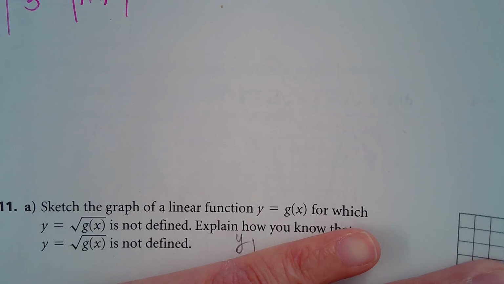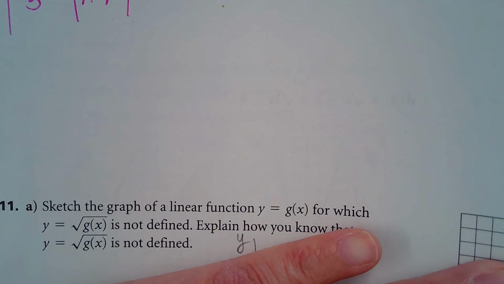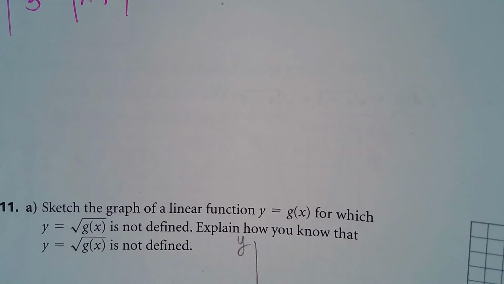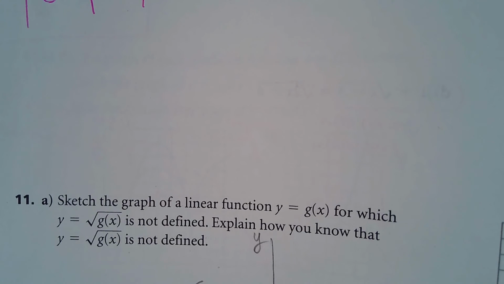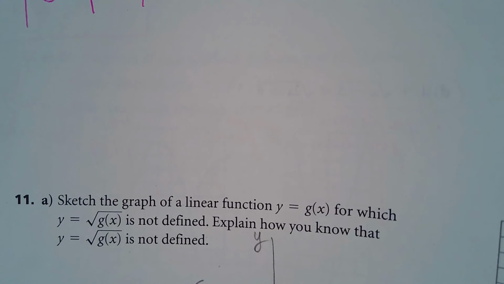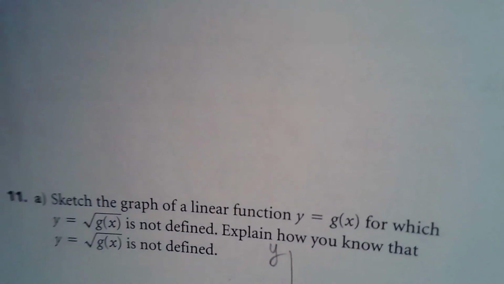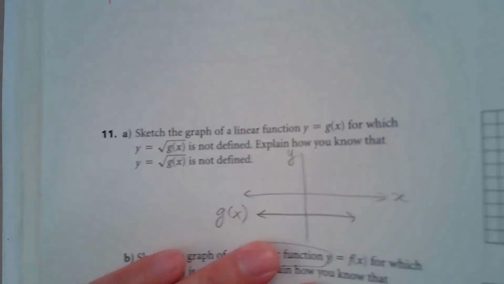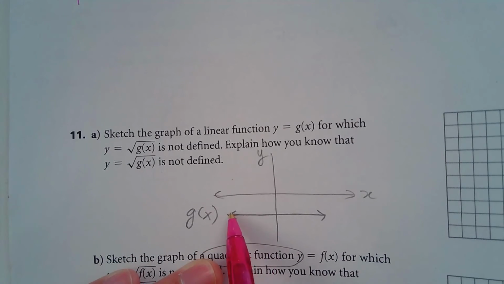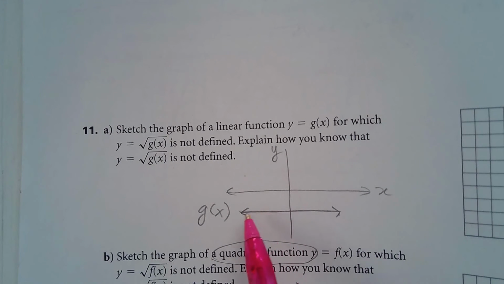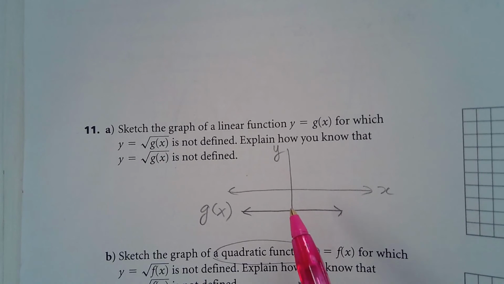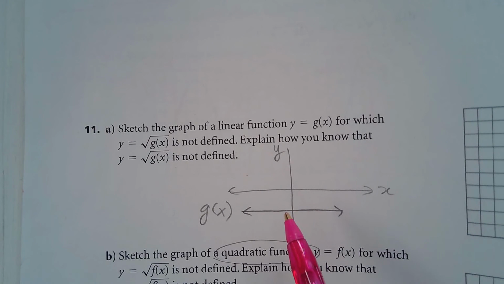So where is it that's not defined? Sketch a graph. So the first one said state the range. So it's completely not defined. Remember, the graph of the square root of g of x is not defined when everything is below the x-axis, right? So here it is. Because if this is g of x below the x-axis, and if we take the square root of that, everything is not defined. Okay?